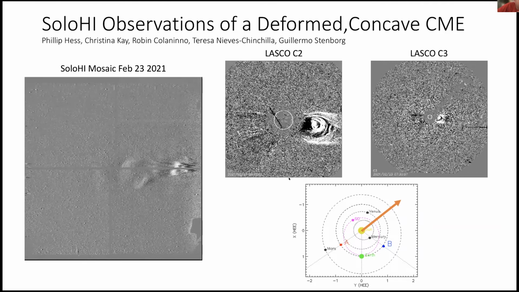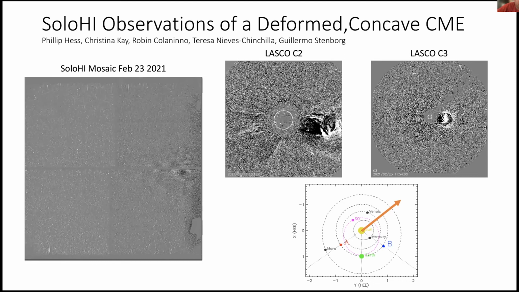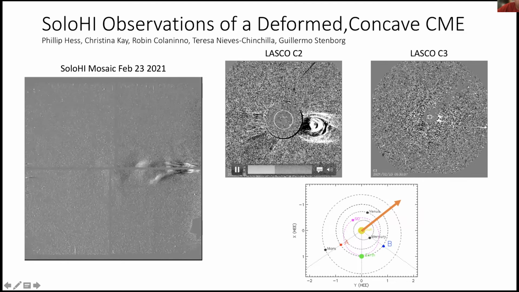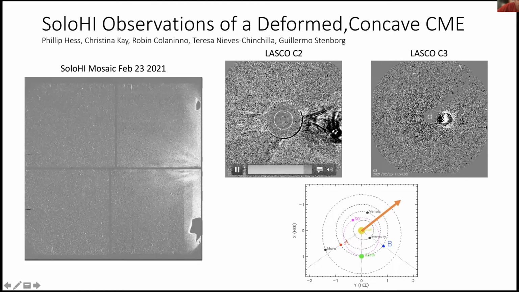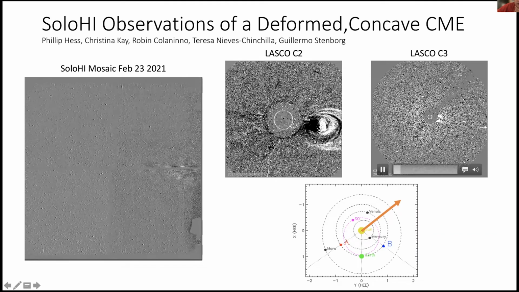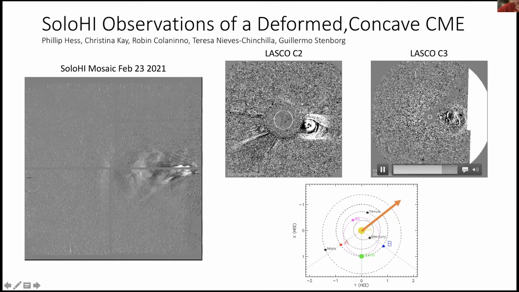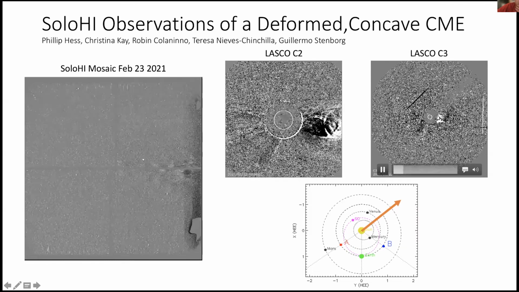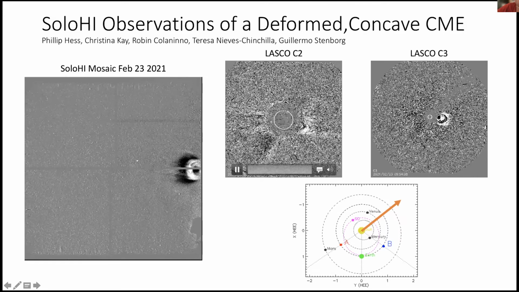We also saw it in LASCO, and in LASCO you just see a very standard slow streamer blowout lifting off, going out into C3. If you look carefully towards the outer part of the C3 field of view, you can see some of the same deformation, but not nearly as striking as we can see it with SoloHI.